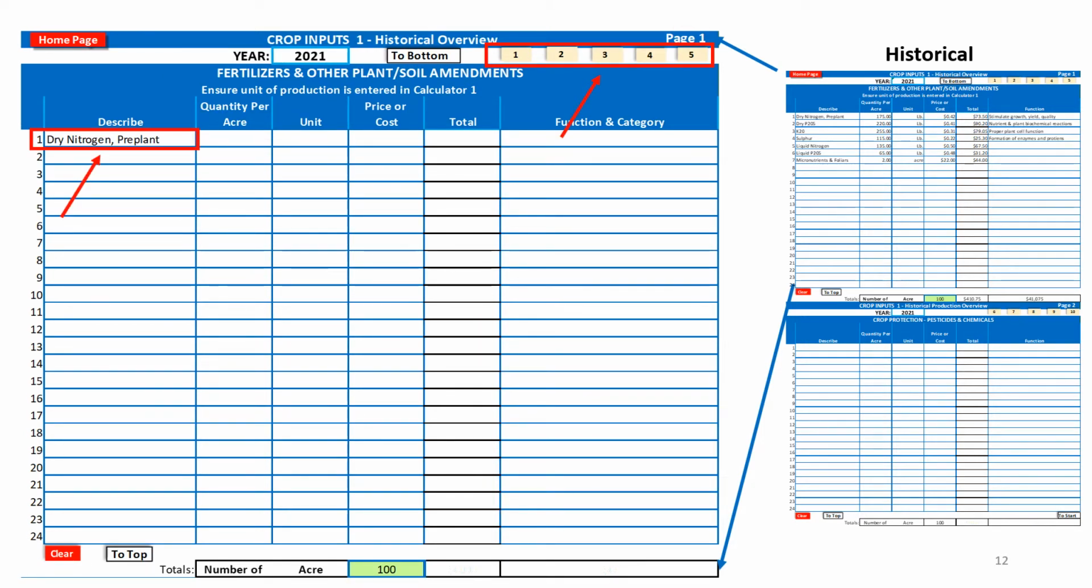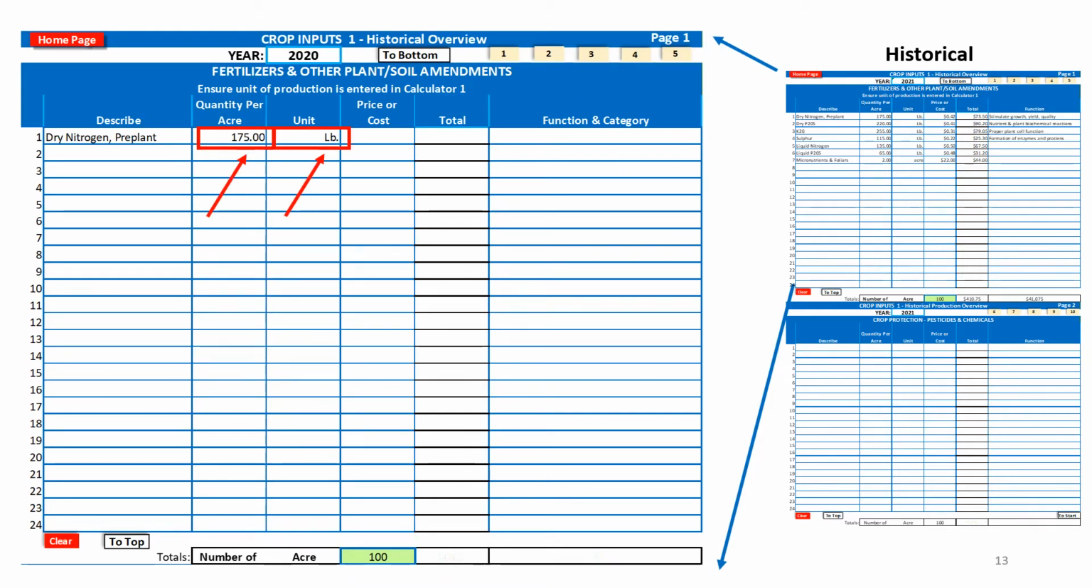The first crop input data is to enter what it is in the description column. Our sample is dry nitrogen, pre-plant. Remember, there are automated buttons that insert a sample of how the data is entered. Next is to enter the amount of dry nitrogen used and its unit of measurement. For our sample, 175 pounds of dry nitrogen is used.